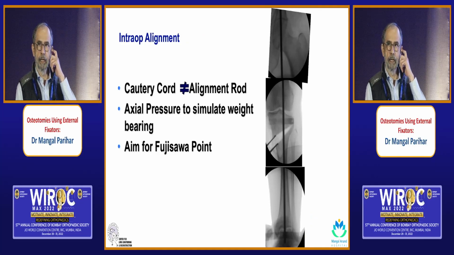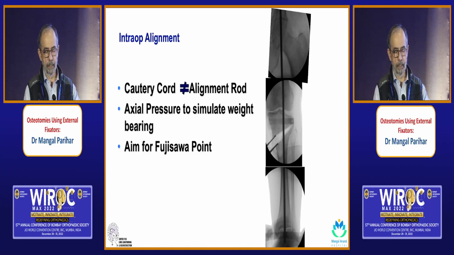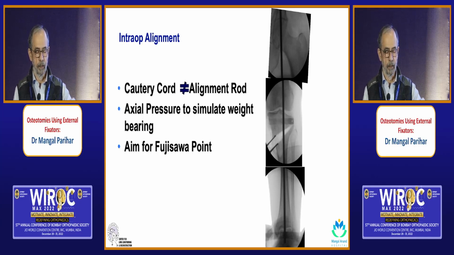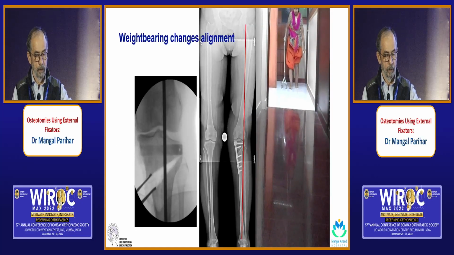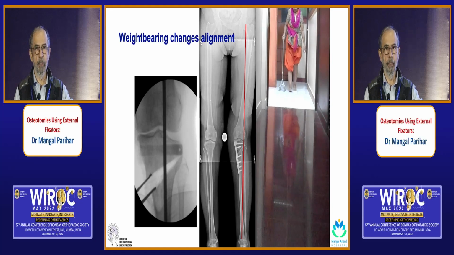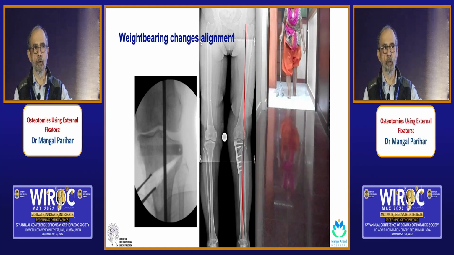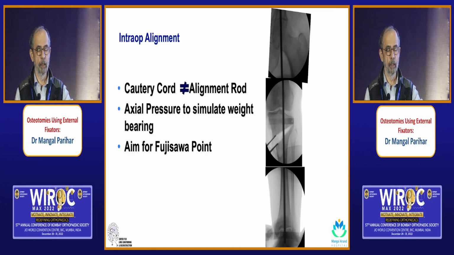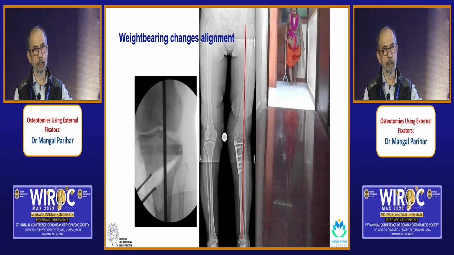Intra-op, I check the alignment just as everybody else checks with the alignment rod, not the cautery cord, applying axial pressure to simulate weight bearing, aiming for the base of the lateral tibial spine. But weight bearing changes alignment. So on table, I had a good alignment. The moment this patient is weight bearing, it's obvious that she's in excessive valgus.